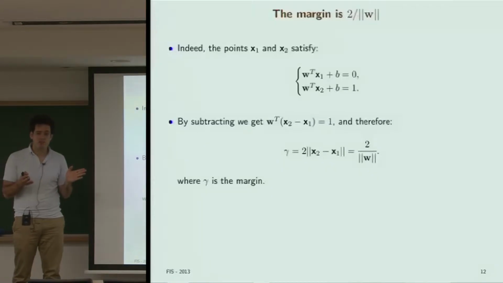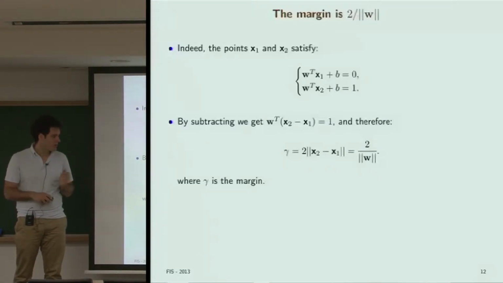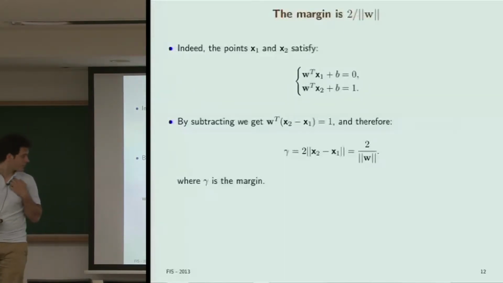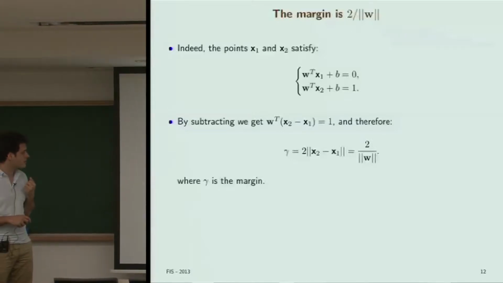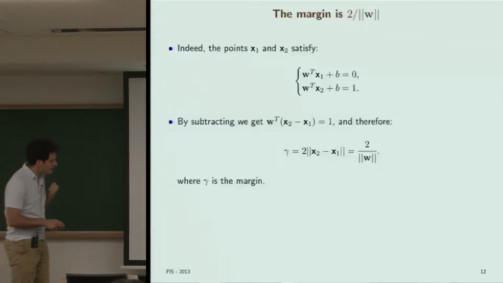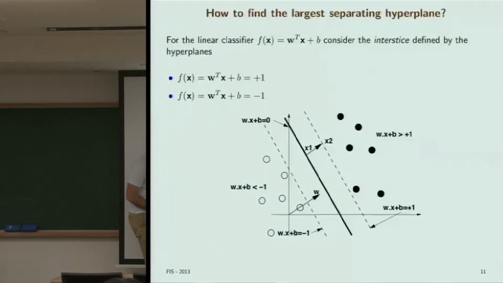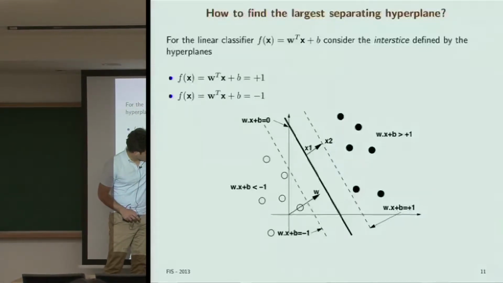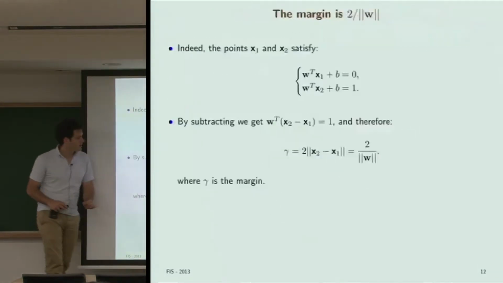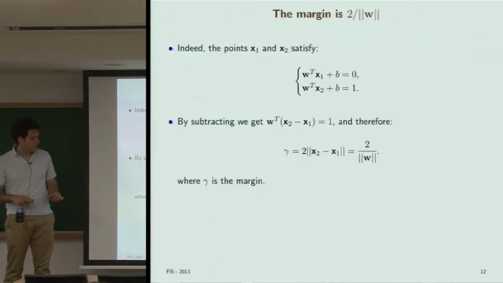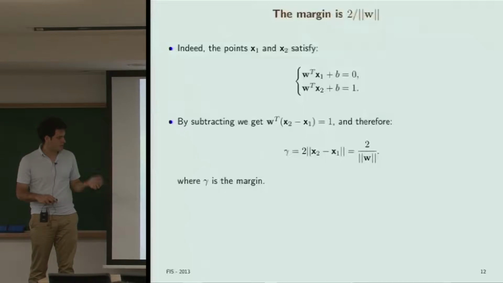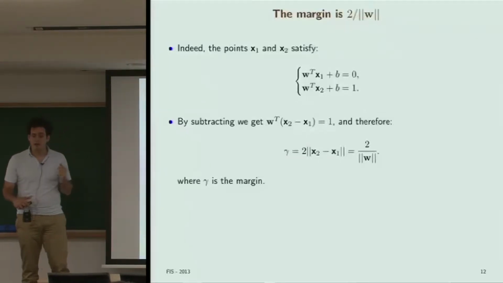And since w and x2 minus x1 are collinear, we simply have that the norm of w times the norm of x2 minus x1 is equal to 1. And basically this length here is 2 times the length from x1 to x2. So the width of the tube, the margin, is simply 2 times the norm of x1 minus x2, or 2 divided by the norm of w.